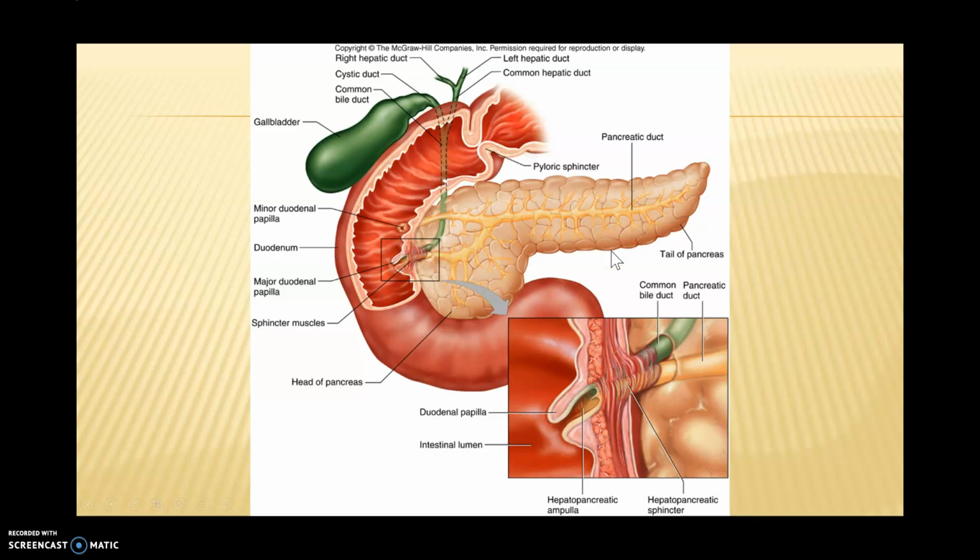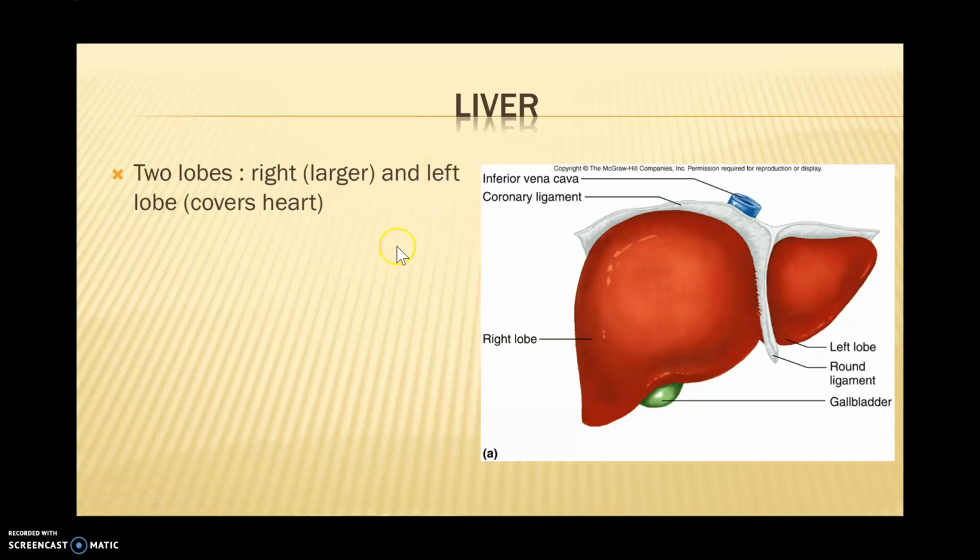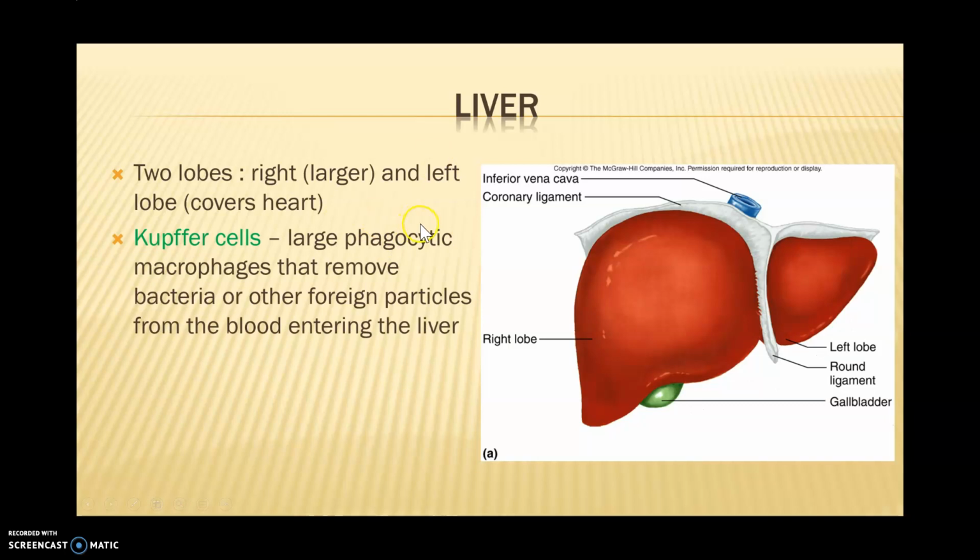But there are two other accessory organs that we're going to need to talk about here, and one of them is the liver. So the liver has two lobes, a right and a left. The right is going to be larger here. And there are two types of cells that we're really going to focus on here, the Kupffer cells, which are phagocytotic macrophages. So that's a lot of big words. Basically what this means is these little organisms that are going to be eating things to help remove bacteria or foreign particles from our blood. So again, just to help with filtering.